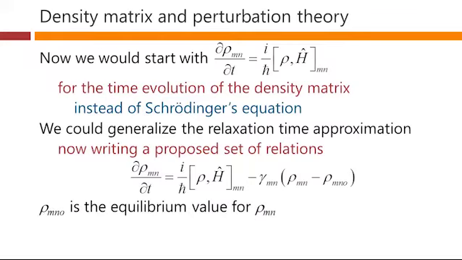So now we would have that rho mn naught is the equilibrium value for rho mn, and gamma mn is its relaxation rate, or 1 over the time associated with what we'd think of as the relaxation of this density matrix element back to its equilibrium value.